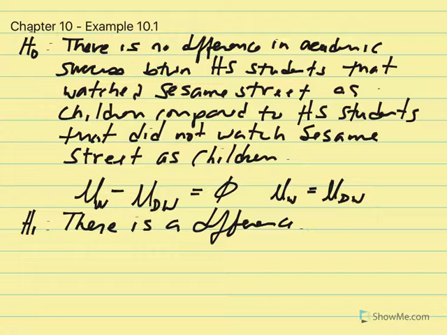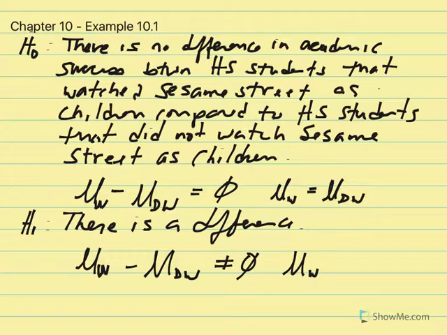So there is a difference, and therefore the notation would read as follows. So the average success scores of those who watched minus the average score for those who did not watch is not equal to 0. We don't expect them to be the same. We expect them to be different. Or we could write the average score of those who watched does not equal those who did not watch.